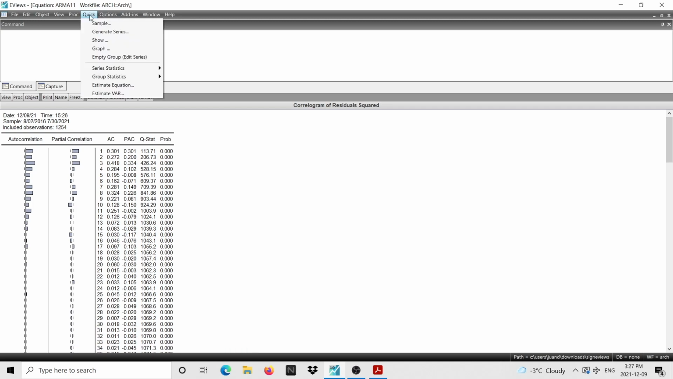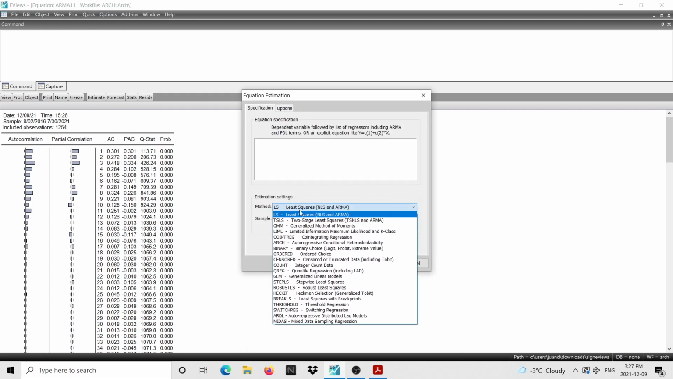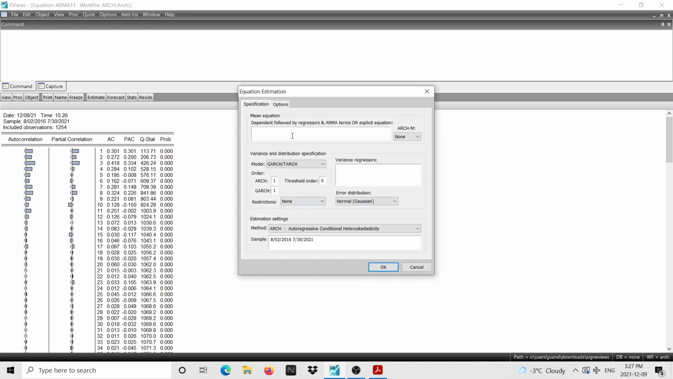But let's look at what happens if instead of 2, we estimated an ARCH(1) model. So I'm going to go into Quick, Estimate Equation. I'm going to select in the method ARCH, and first we have to type the equation, that is returns, followed by a constant, the AR(1) term, the MA(1) term. This is for the mean equation. And now for the ARCH, we're going to delete here the GARCH term. We're going to put 0, and we're going to leave 1 ARCH term. And let's see what happens.